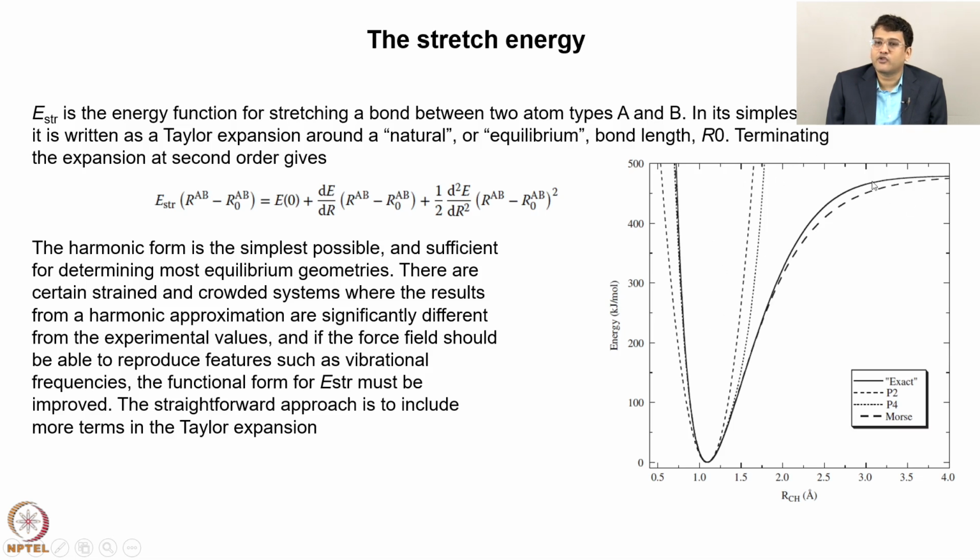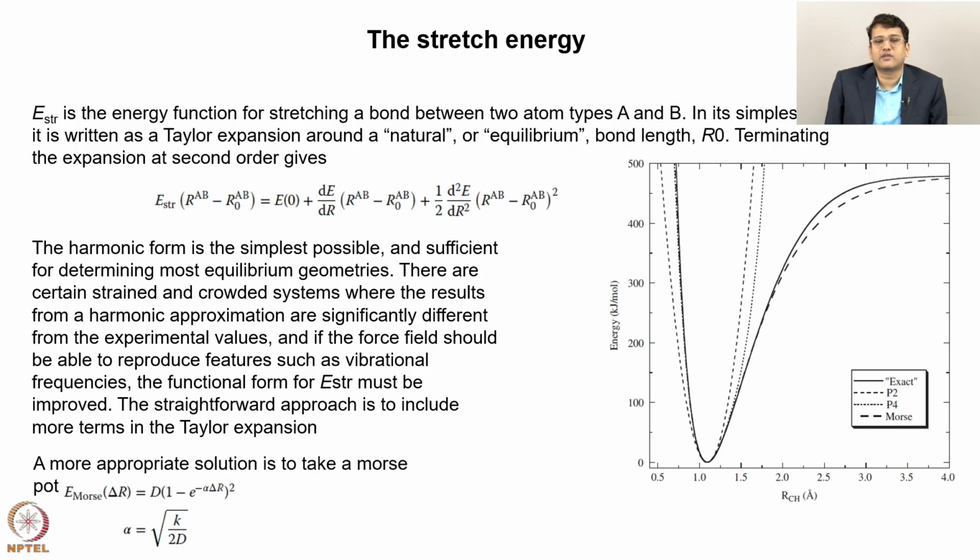If I compare to the solid line, this is the solid line. So, this is P2, where up to second order derivatives I have taken in the Taylor series. If I take up to fourth order, of course, it improves away from the equilibrium a little bit, but it still cannot accurately reproduce the behavior. So, the easiest way is to take a Morse potential, which has the following exponential form, and Morse potential generally gives a good agreement even at the stretched geometry, much better than what you get from including the fourth order term in the Taylor series expansion.